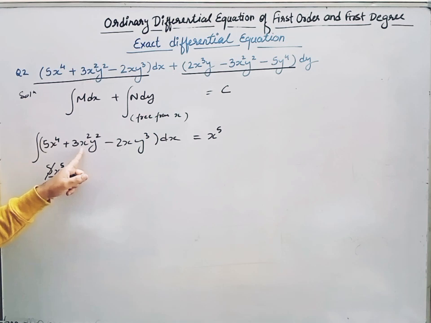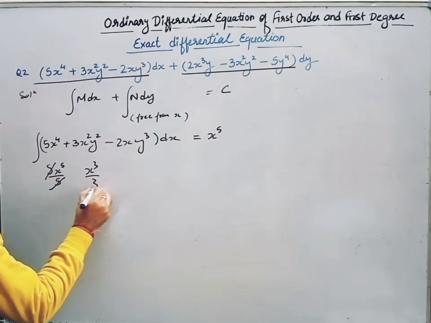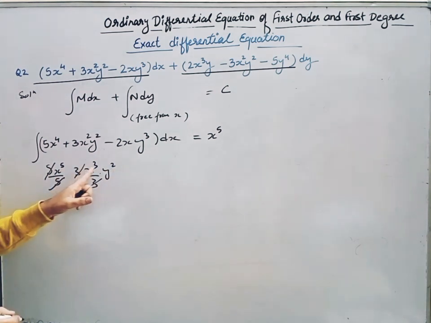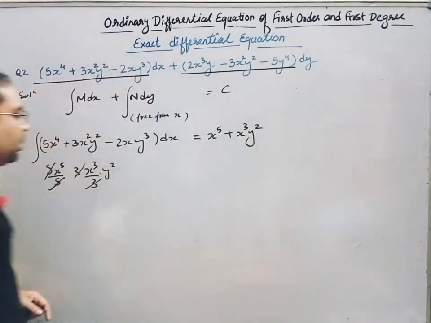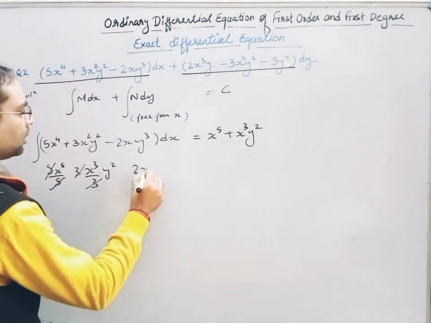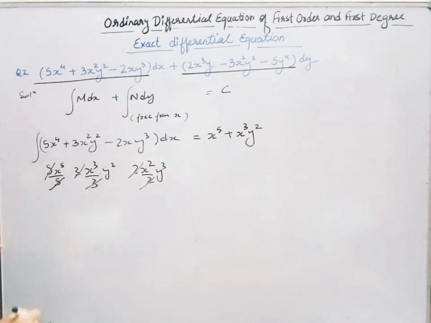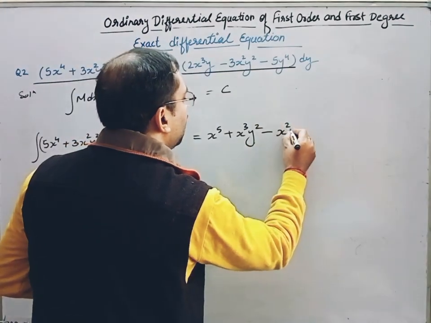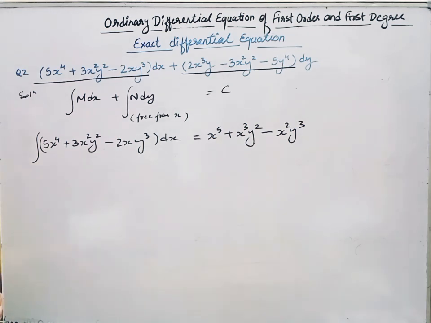Then in the second term, this is x square, and the integral of x square is x cube upon 3. Here we have 3 y square, so the 3 and 3 will be cancelled. We are left with x cube y square. In the third term, this is x to the power 1, so this will be 2x square upon 2 dot y cube. We can cancel the 2 and 2, so we are left with minus x square y cube. So this is the integral m dx.